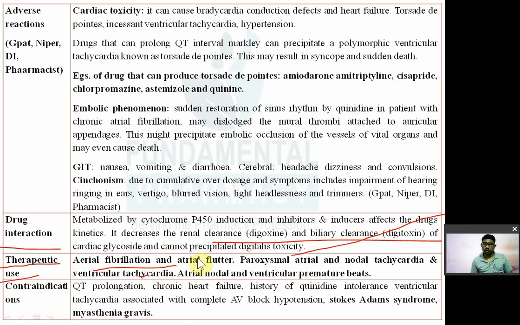QT prolongation. If the patient has QT prolongation in the ECG, quinidine is not used. Also in a history of quinidine intolerance, and tachycardia associated with Stokes-Adams syndrome, quinidine should not be used. If the patient has myasthenia gravis, it should not be used either. These are the contraindications you have to remember.